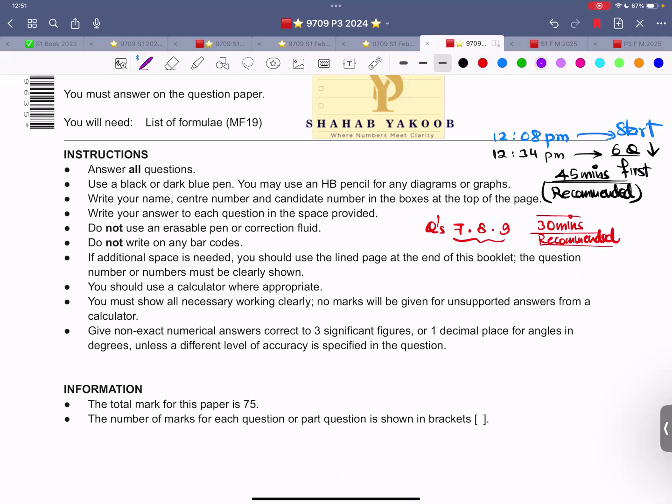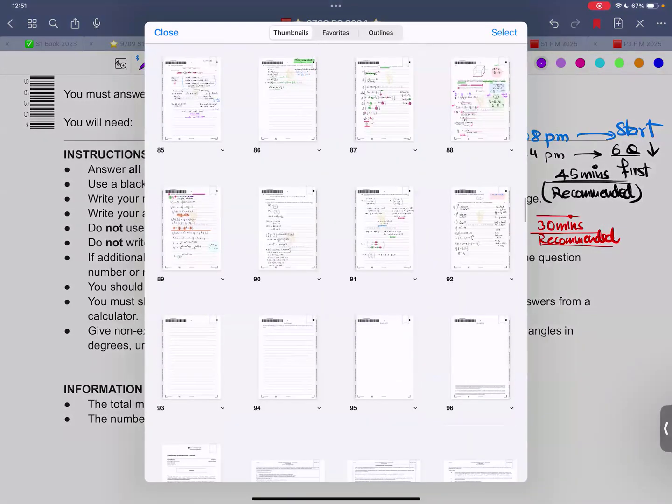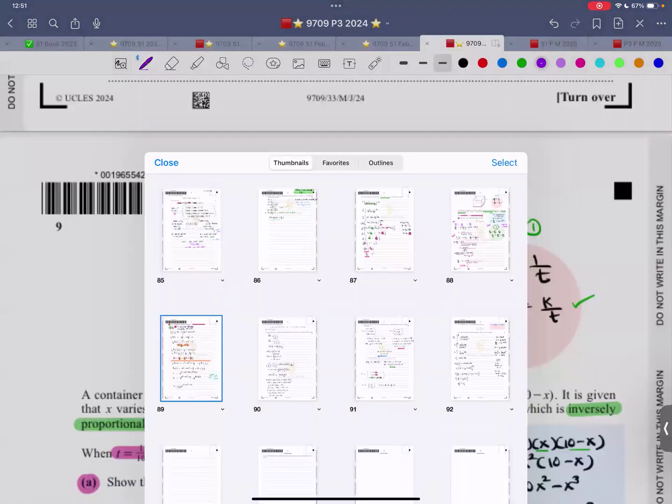And now the last one is questions, I think 10 and 11, or maybe 10, 11, 12, something like that. So I think if it's 2 questions, again, 30 minutes for this one. And this is the maximum time that I'm talking about. I mean, try doing it in lesser time. And over here, I think this is the one.